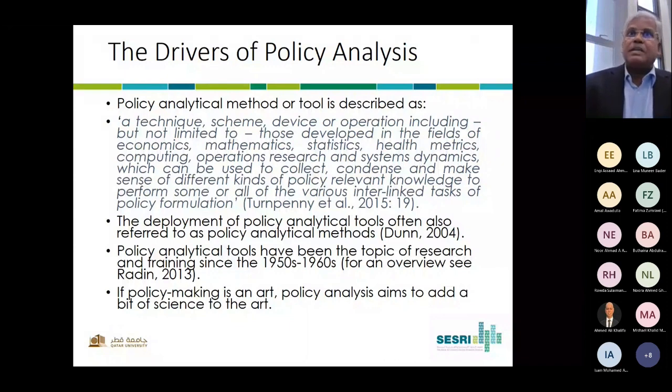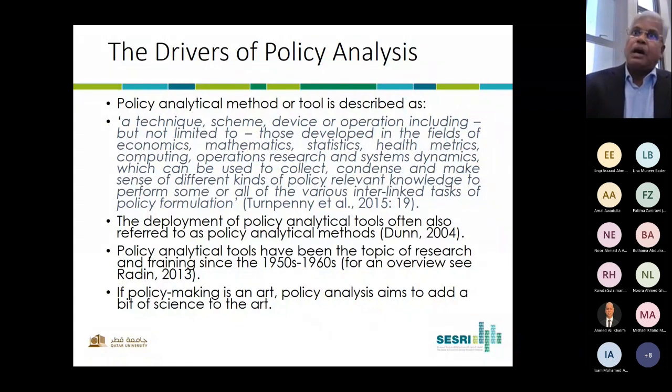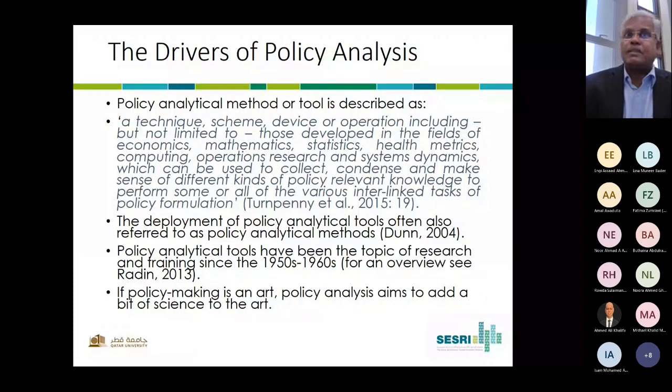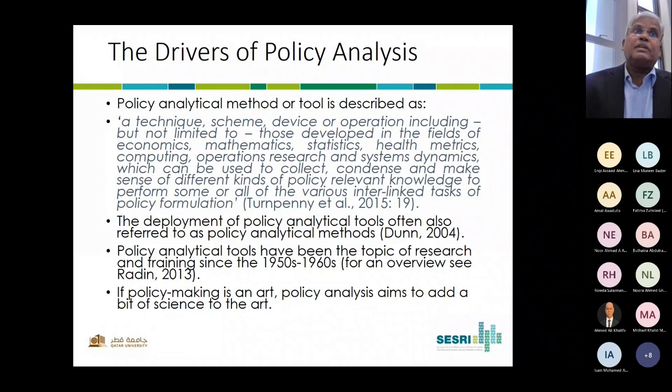Therefore, the deployment of policy analytical tools, often also referred to as policy analytical methods, was discussed in a 2004 paper. Also, policy analytical tools have been the topic of research and training since the 1950s and 60s. Today, you have access to a lot of online training tools, particularly in health metrics. If you would like to attend, there are lots of online policy analytical tools available. One can take courses on policy analysis in health or business analysis tools.